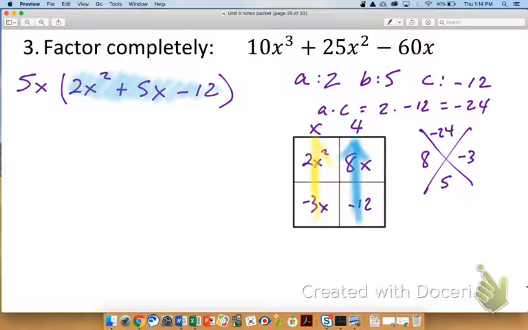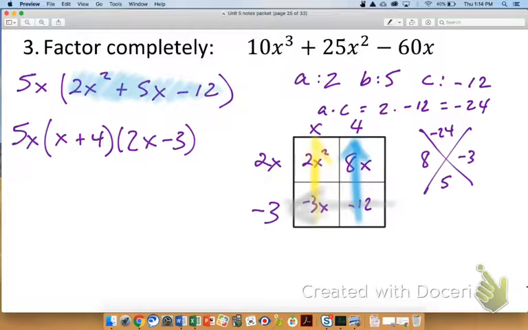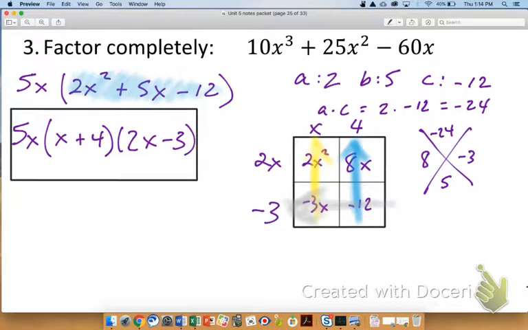So then along this gray arrow, what's in common there? 3. It's 3, and it has to be negative, doesn't it? Because I finished with a negative box. Yep. So negative 3. What's in common along that one that I didn't put an arrow on at all? X and 2. Yeah, 2 and an X. Okay, so now my final factoring is 5x, which was there the whole time, times x plus 4 times 2x minus 3. That would be my complete factorization.